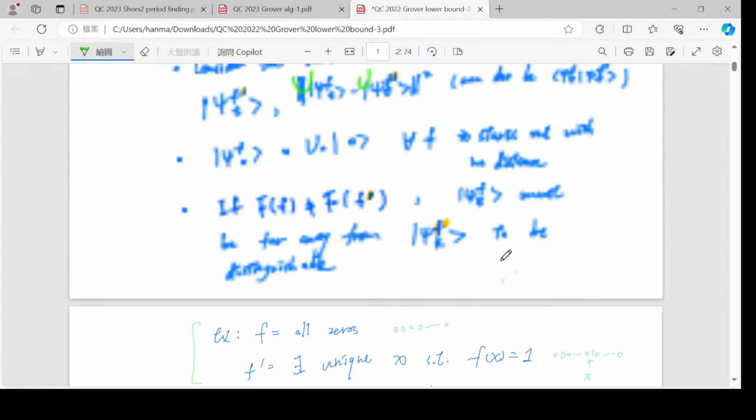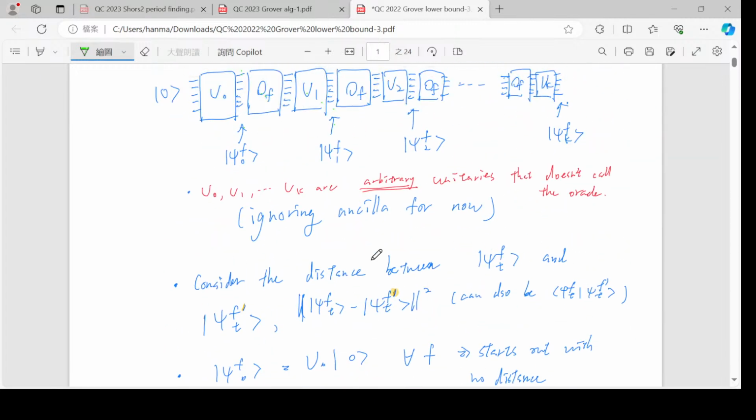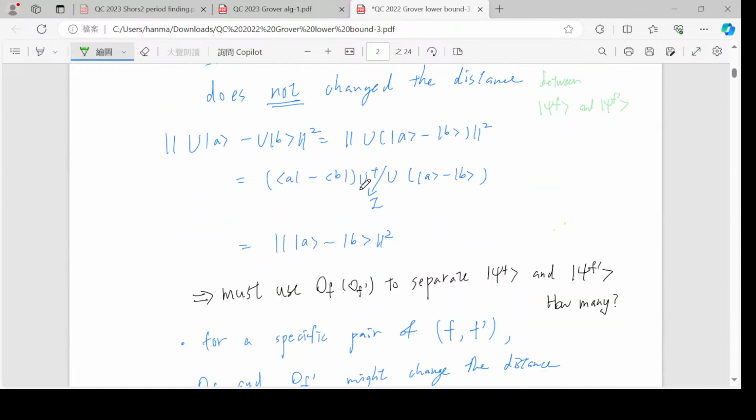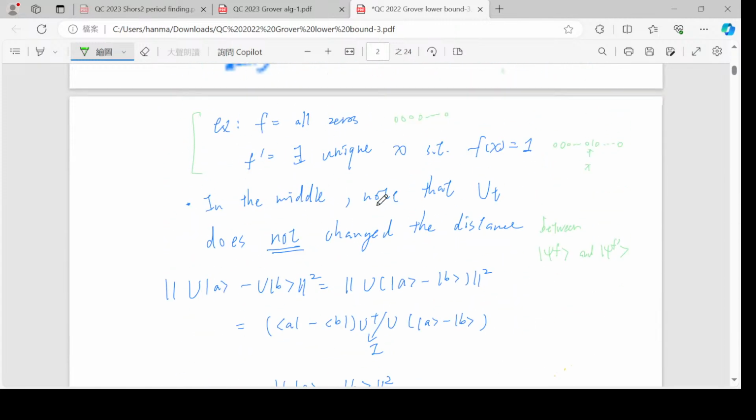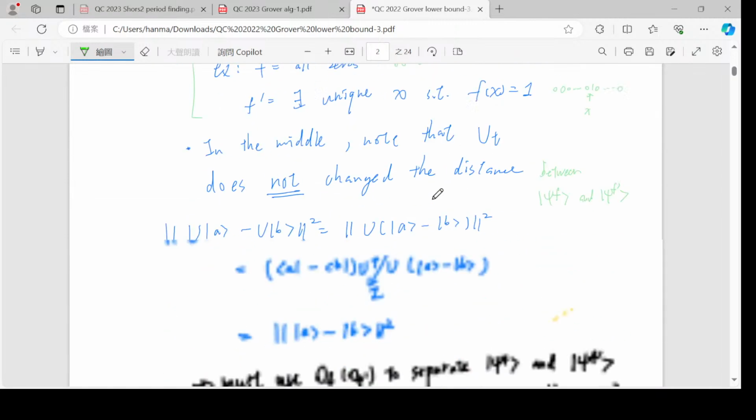So the only way to change the distance between psi_f and psi_f' is to actually apply O_f, because O_f is different from O_f'. So psi_f and psi_f' need to separate from each other.